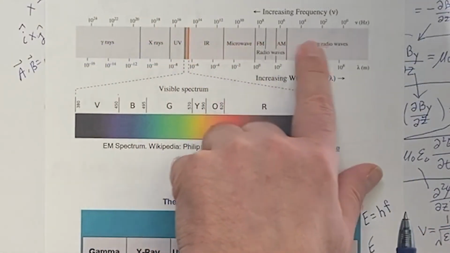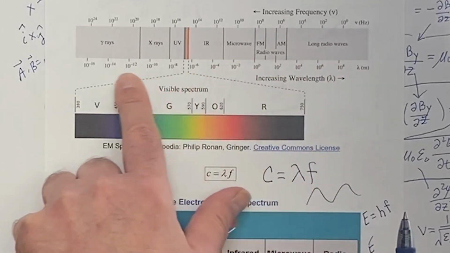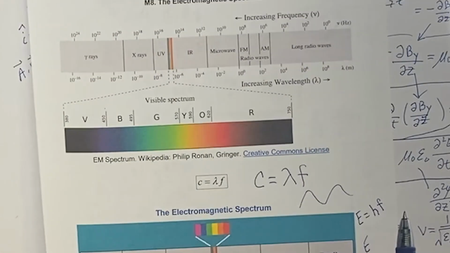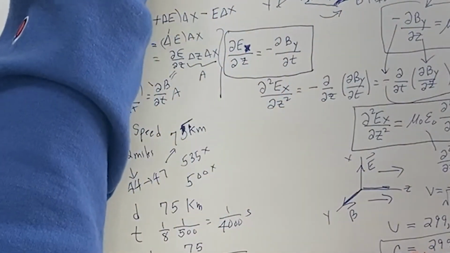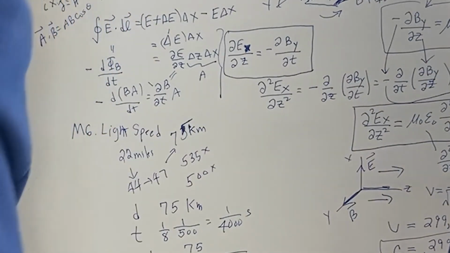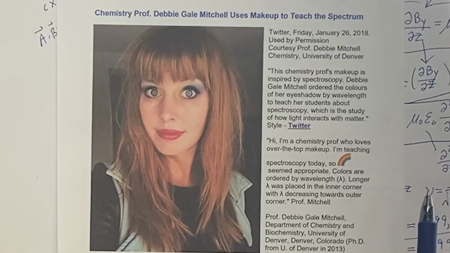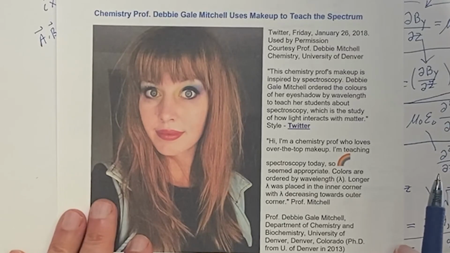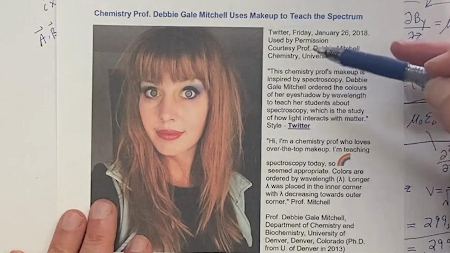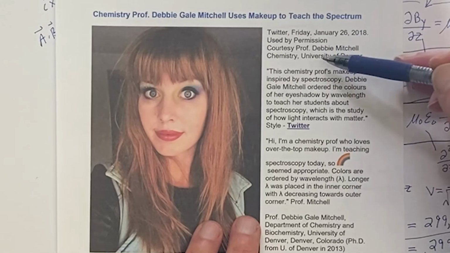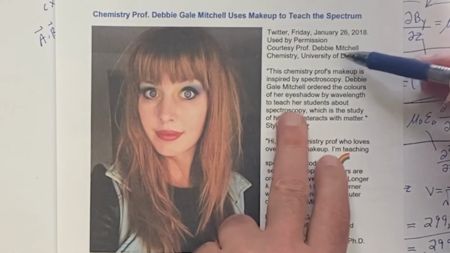And here's a more detailed version of the spectrum. Very, very nice. Such a richness. And it brings me to my colleague, Professor Debbie Gail Mitchell, who has a very innovative way to surprise her students with things. I like to do that also. So what she did, she used makeup to teach the spectrum. And here's a Twitter post, 2018.